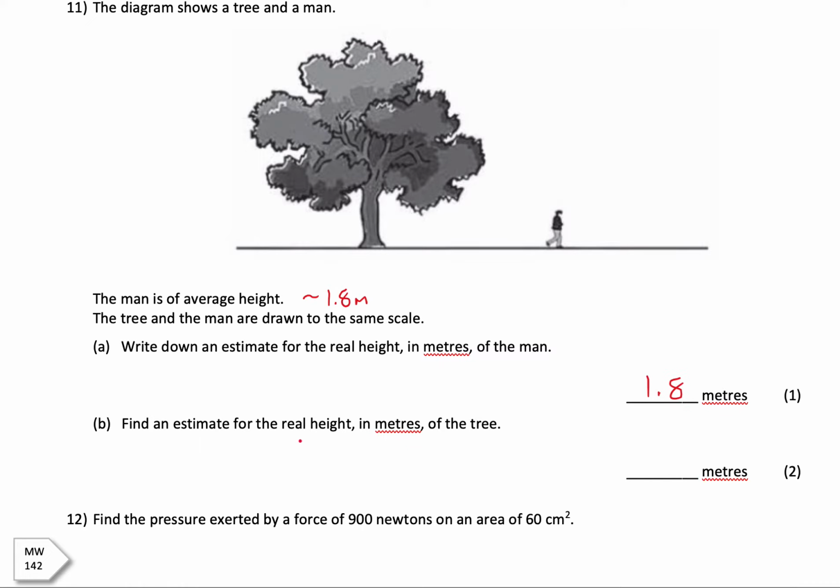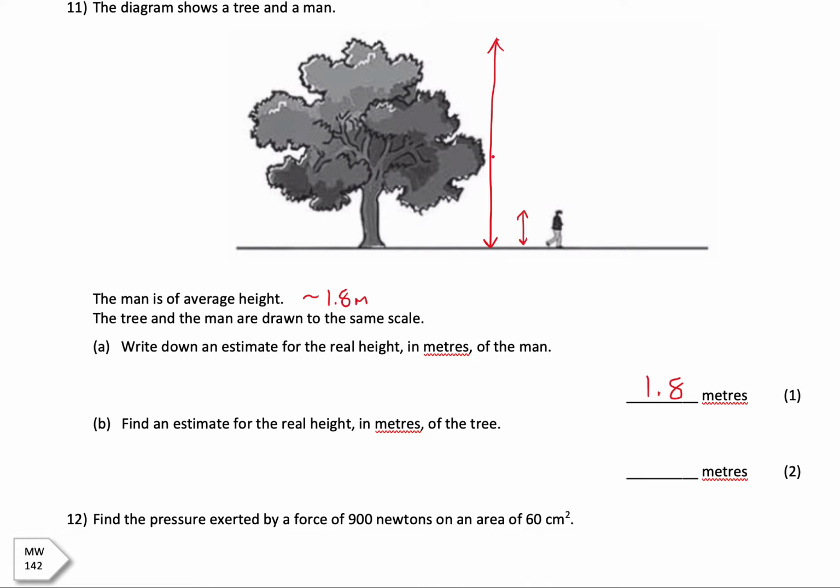Find an estimate for the real height of the tree. So what we would do here is put our ruler up against the man. Obviously he's not 1.8 metres tall on a bit of paper. This would be a matter of centimetres. We would measure how high that is. We would measure how high the tree is. And we would divide this by the height of the man. Work out how many men make up the tree, basically.